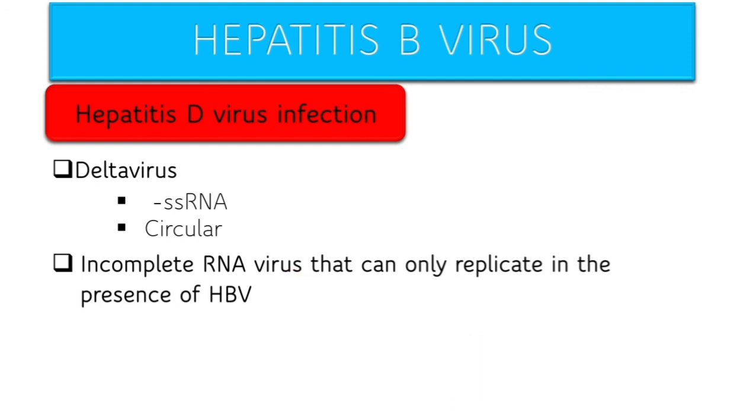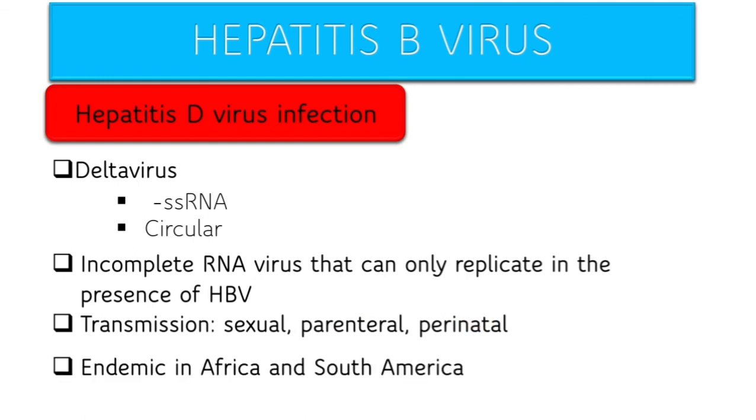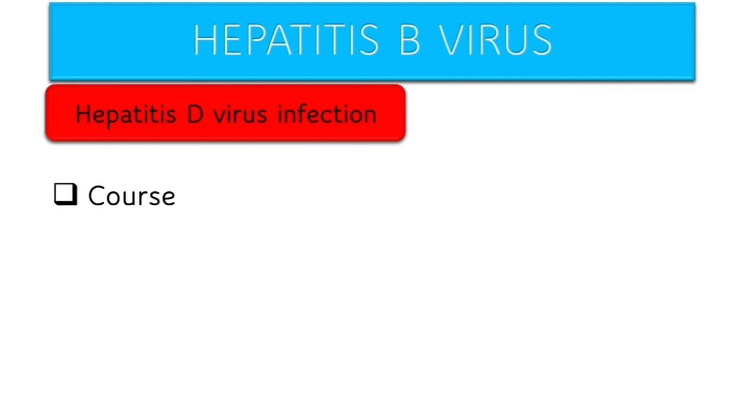How is it transmitted? This virus is transmitted through the sexual, parenteral, or perinatal route, and is actually endemic in Africa and in South America, right? What about the course of infection? Actually, there are two things you need to know: co-infection and super-infection, right? Co-infection is mainly infection at the same time, and super-infection is one after another. You have hepatitis B, and then on top of that, there will be hepatitis D, right?